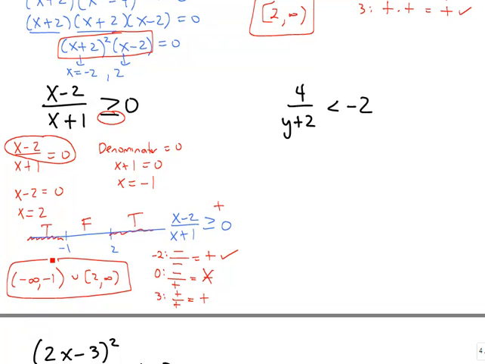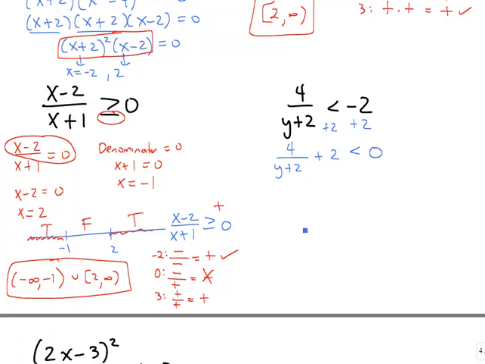Okay, let's try another one of these. So here we have 4 over y plus 2 less than -2. So what I like to do if I don't have a 0 on one side of my inequality is I usually make it become a 0 by adding that 2 over to the left-hand side. So that's what I'm going to do here. I'm going to take 4 over y plus 2, add that 2 off to the side, and now this inequality becomes where is 4 over y plus 2 less than 0.